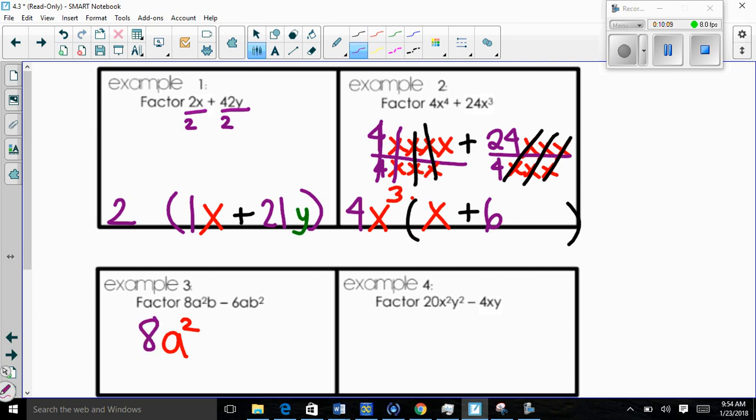And b, if I have b, it's b to the what? First power, right? Make sure to put those in. Then a, to the what? First, right? That square only goes.